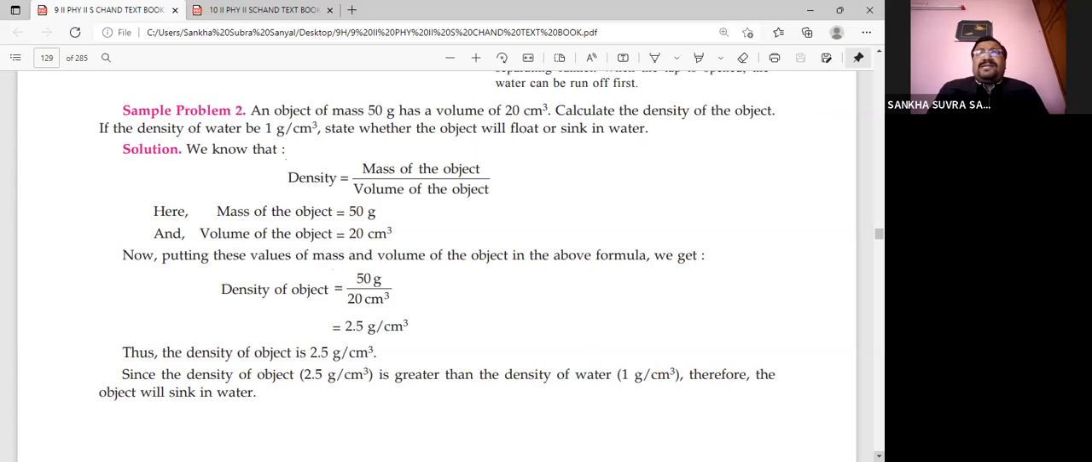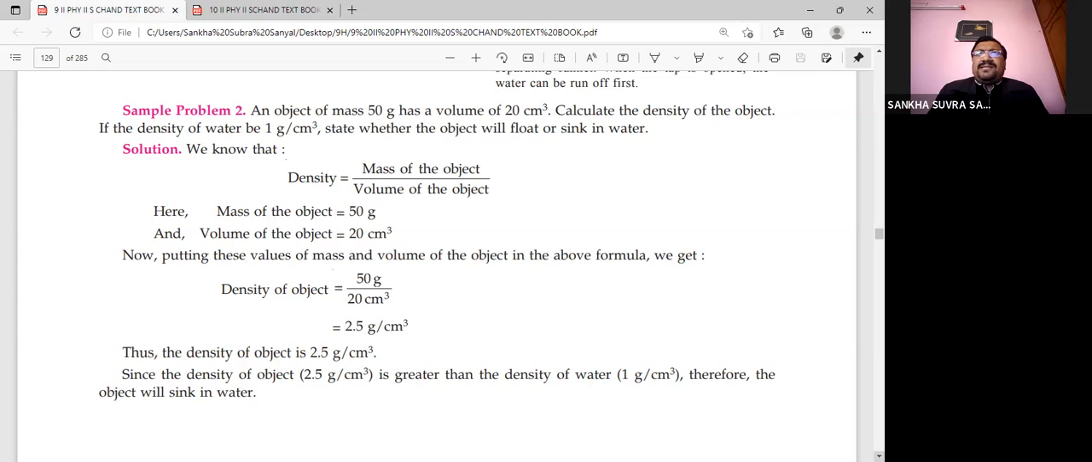Let's come to the next question. It says an object of mass 50 gram has a volume of 20 centimeter cube. Now check over here again, the mass and the volume have been supplied to you. The mass is 50 gram and the volume is 20 centimeter cube. You are asked to find the density of the object. To find the density, we know what our formula is: mass by volume. We put in the values and we find that the mass of the object is 50 gram by the volume of the object being 20 centimeter cube. It's 2.5 gram per cc.